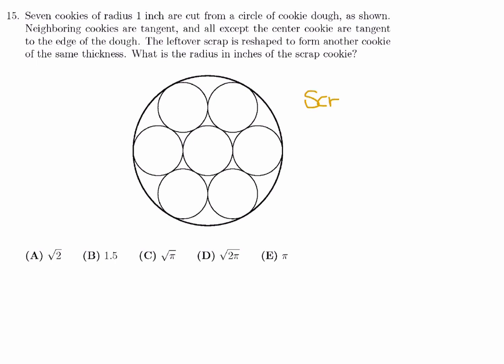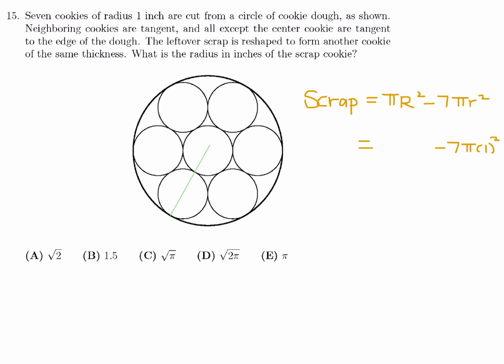Well, the scrap cookie is basically the full diagram minus the 7 little guys. So the full is pi big R squared minus 7 of those smaller ones, so pi small r squared. And then do they give us anything? Well, they give us the small r, that's 1. But the big R, they didn't give us, but I can figure that out.